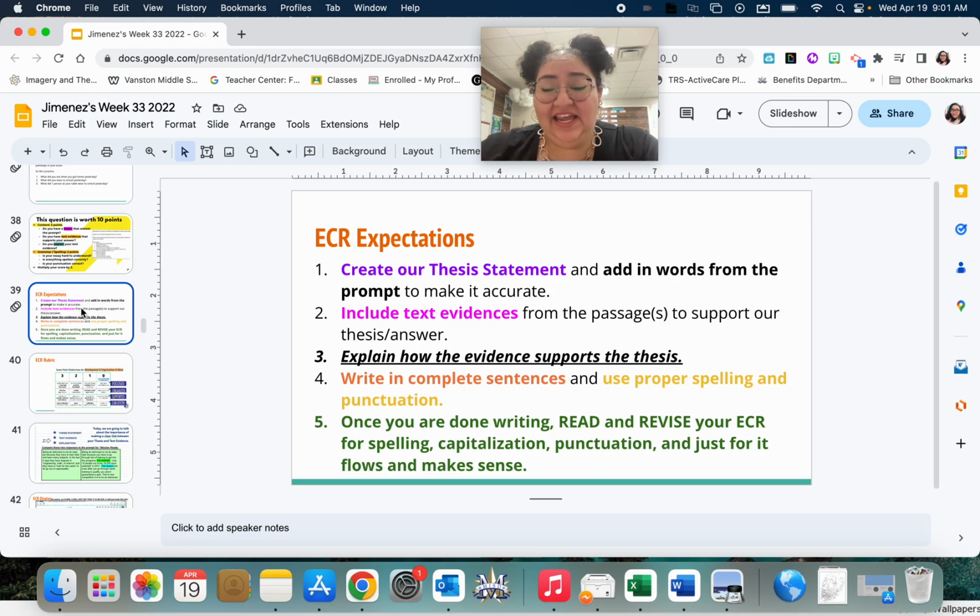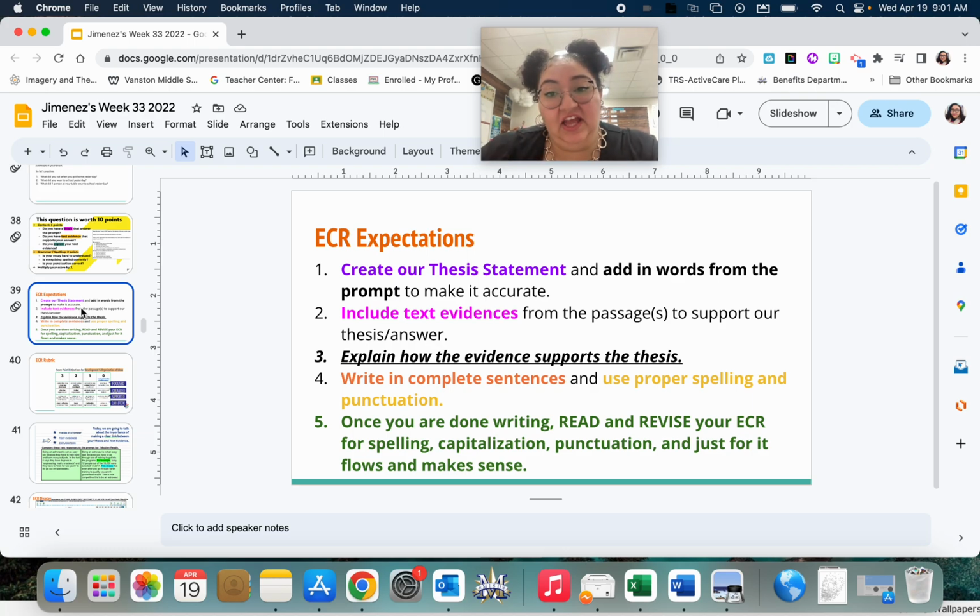So when you are completing an ECR on STAR, there are things you have to keep in mind. First is reading the prompt. Do you understand what it is asking of you? Do you understand what is expected of you? Once you've done that, you're going to want to create your thesis statement and add in words from the prompt. In doing so, one, it will help you have a better understanding of what you're always trying to come back to with your evidence, what you're always trying to explain and connect to. But it also makes it clear to the person who's rating you that you know what you are writing about.